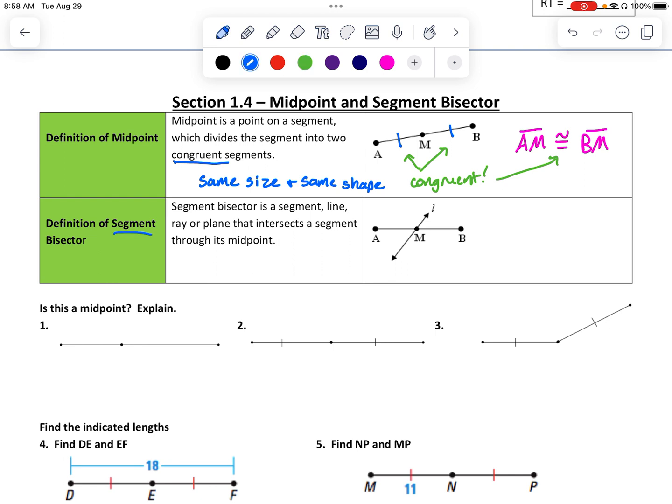Then a segment bisector is a segment, line, ray, or plane that intersects a segment, so like it crosses it, through its midpoint. So in this picture, line L is the segment bisector. So that's cutting the segment in half. So this piece is congruent to this piece. So that statement again would be segment AM is congruent to segment MB.